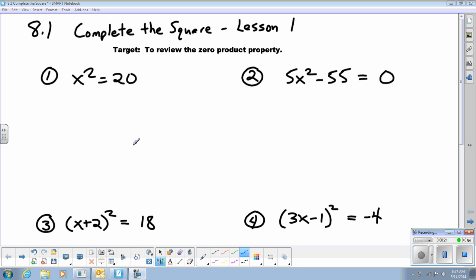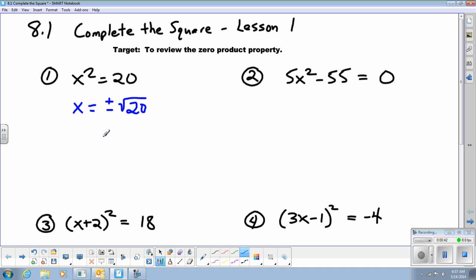For number 1, it's just plain x squared equals 20. When we want to solve, we're asking what number times itself will equal 20. Well, that means we have to do a square root. So I would say that x will equal, and now we want to do both plus and minus, both roots, positive and negative. So the plus or minus square root of 20.